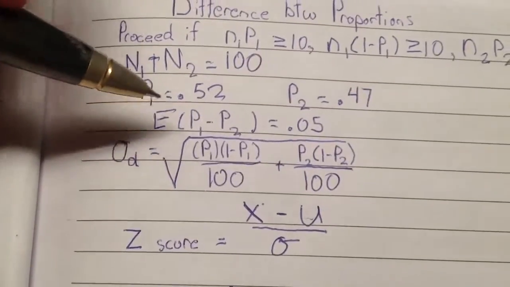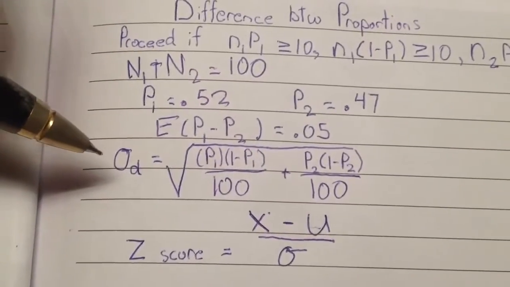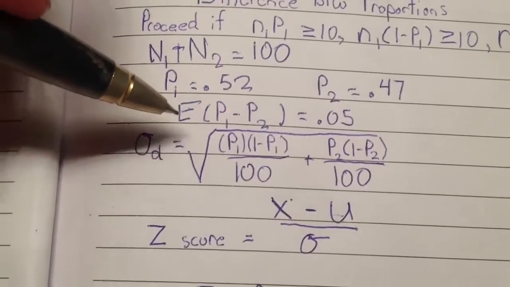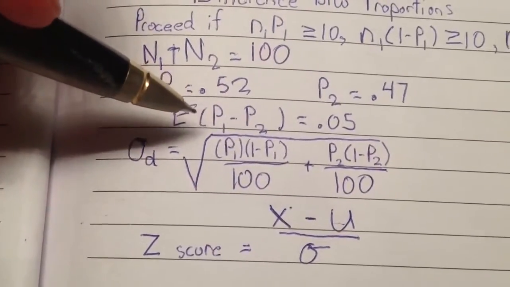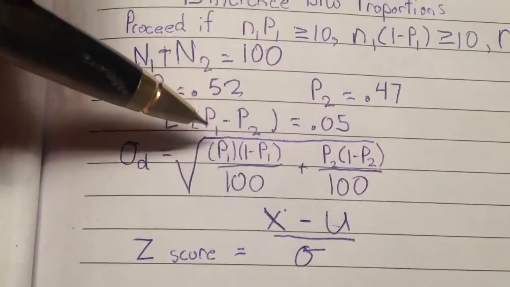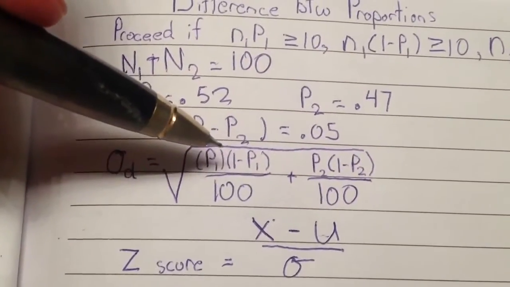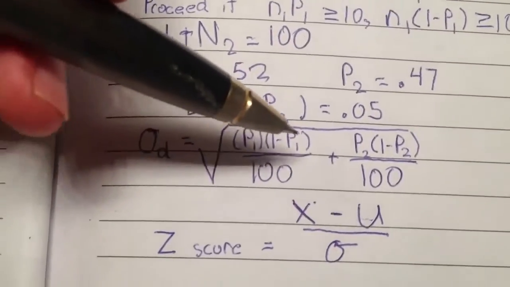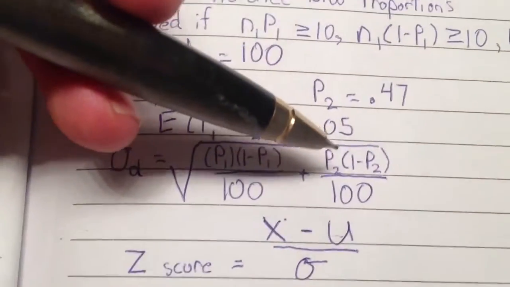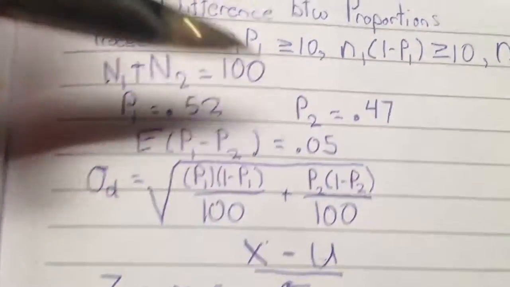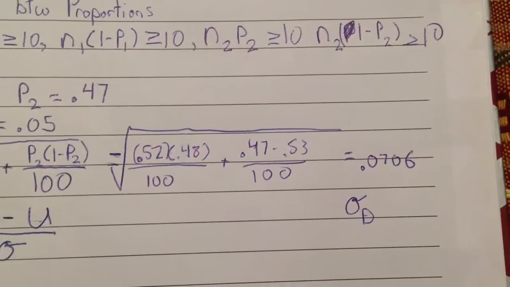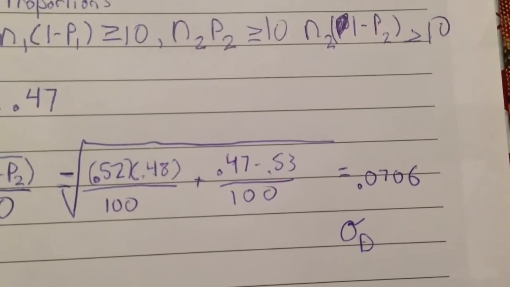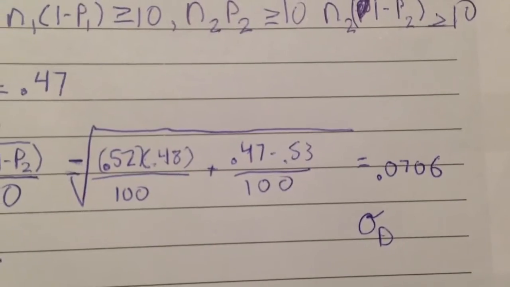Next step to finding the z-score is to find the standard deviation of the difference in sample proportions. This formula is P1 times 1 minus P1 over 100, which is the sample size, plus P2 times 1 minus P2 over the sample size, and to take the square root of that. Plugging in the numbers, we get the standard deviation of the difference in sample proportions is 0.0706.